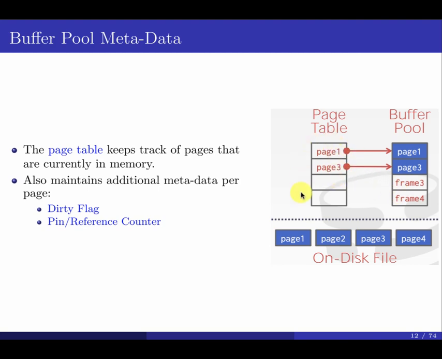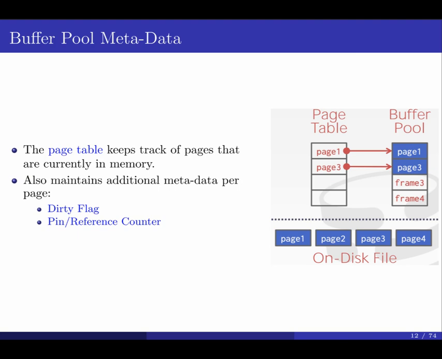And so again, the page table is mapping between the page ID and the frame number, frame 1, 2, 3, 4. At the same time, it's used to tell me which pages currently exist in the buffer pool, and the location of this page.